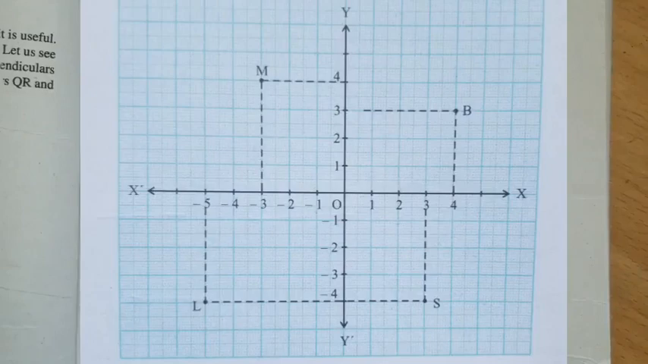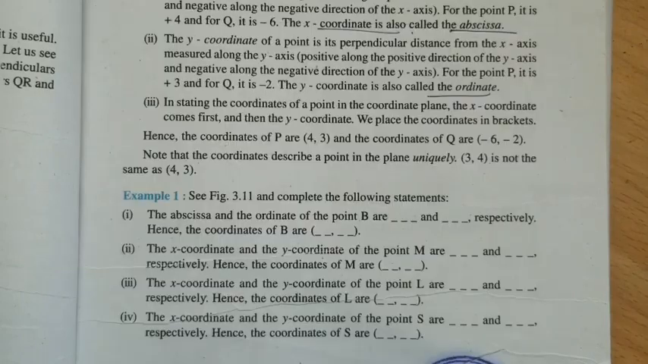The x value for B is 4. So what is the abscissa? Abscissa of the point B is 4, and what is the ordinate? Ordinate means y value. Y value of the point B is 3. So the ordinate is 3. Hence the coordinates of B are 4, 3. Okay.